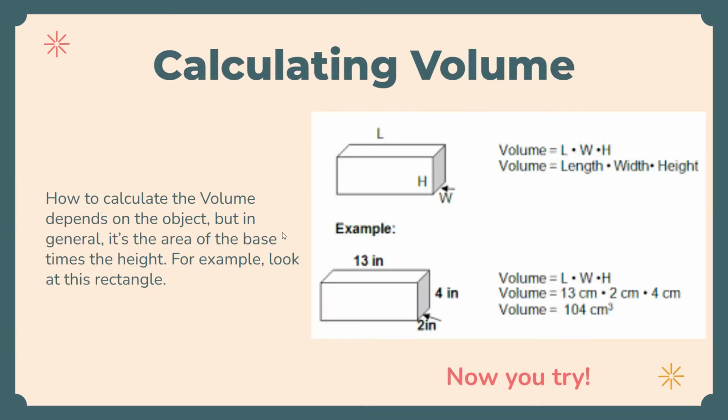Now, if you're calculating volume, it depends on the object, but in general, it is the area of the base times the height. So let's look at this box over here. We have the base right here. That's your width and your height. You multiply those together times this length right here. Multiply all this together and you get your volume. You can also see this as your base being the length and your width, and all that times your height. It really just depends on how you view your base. But as long as you have your base times your height, you'll get the correct thing.